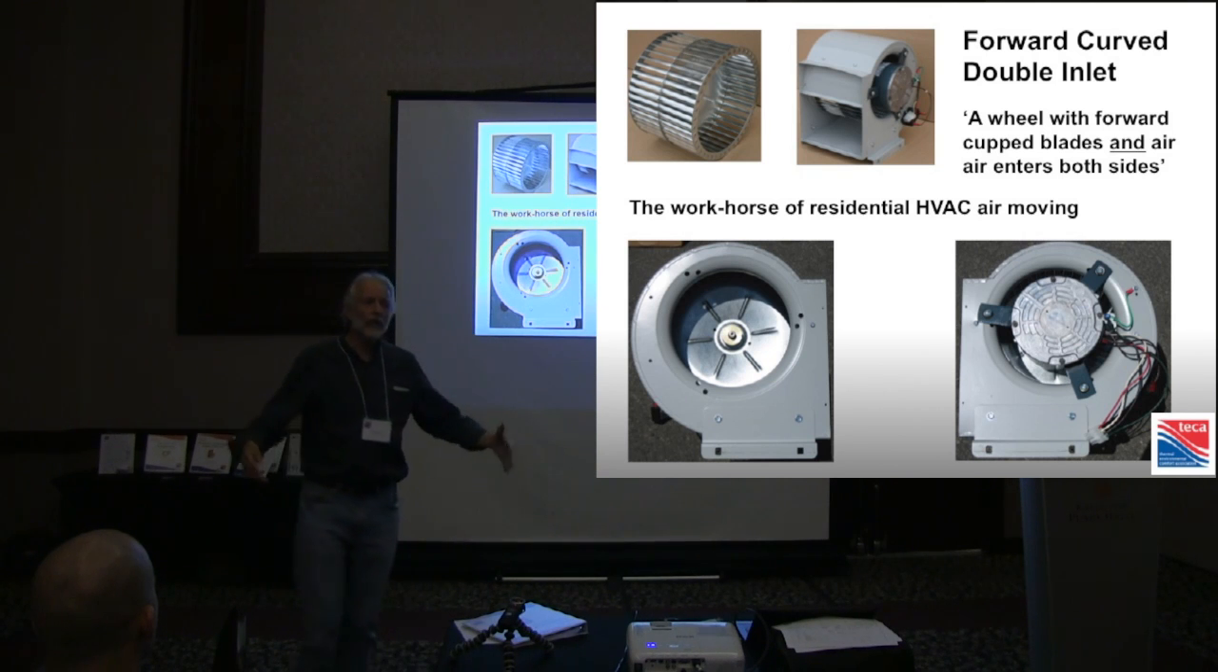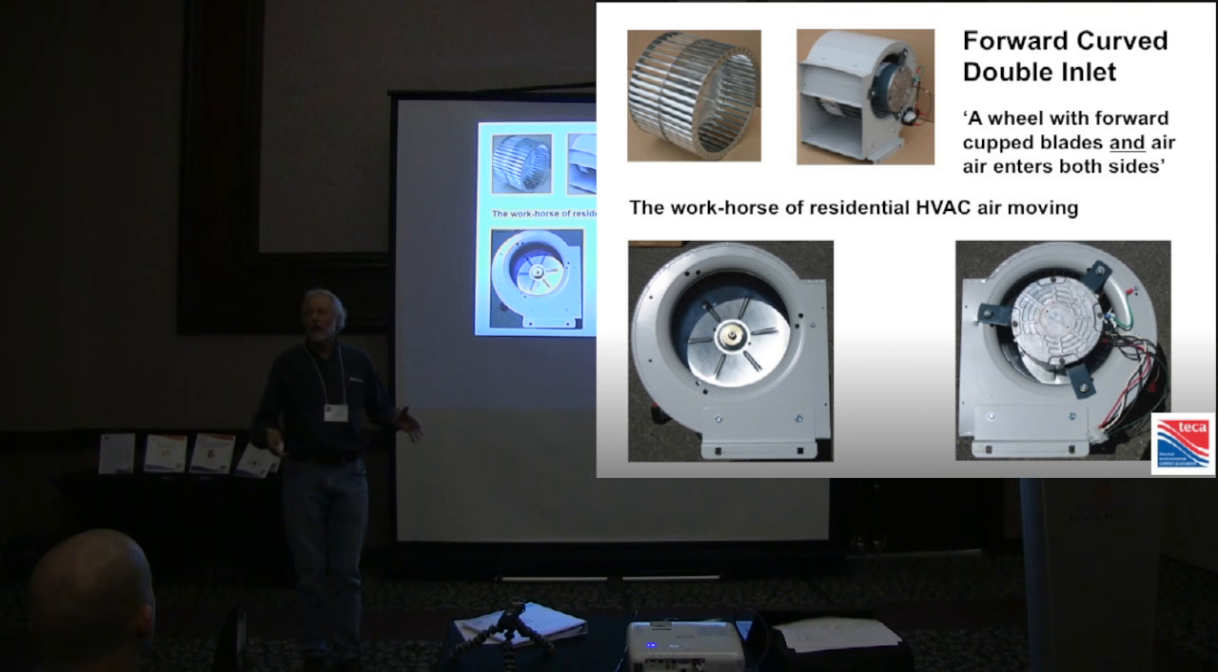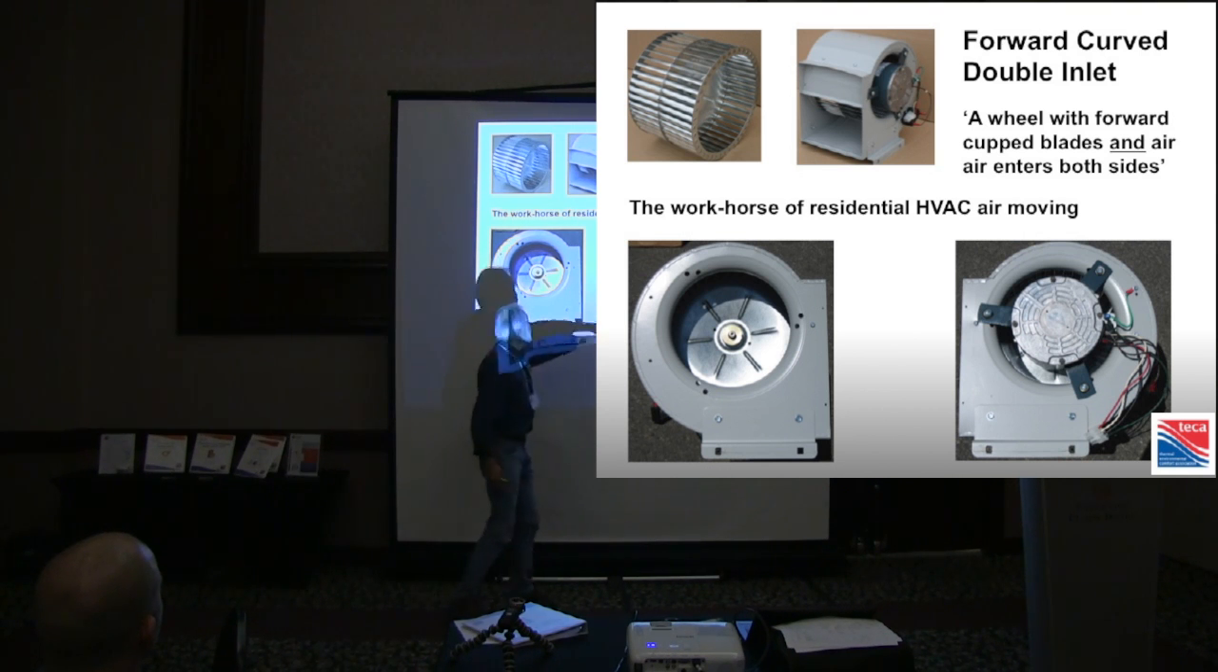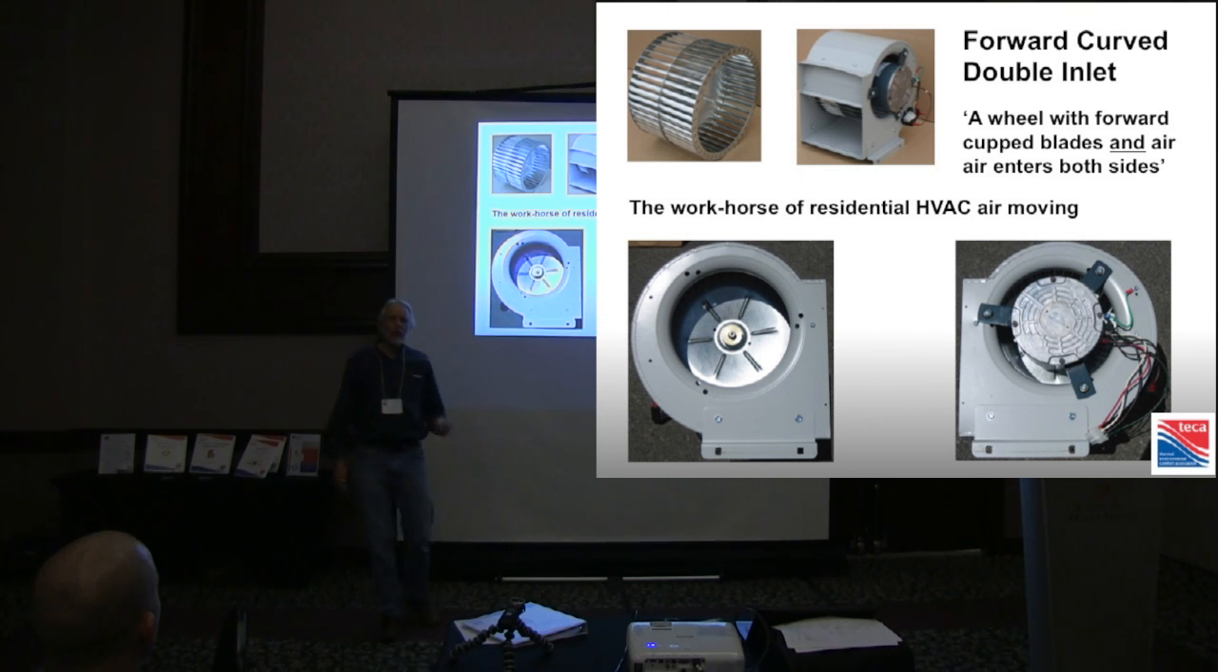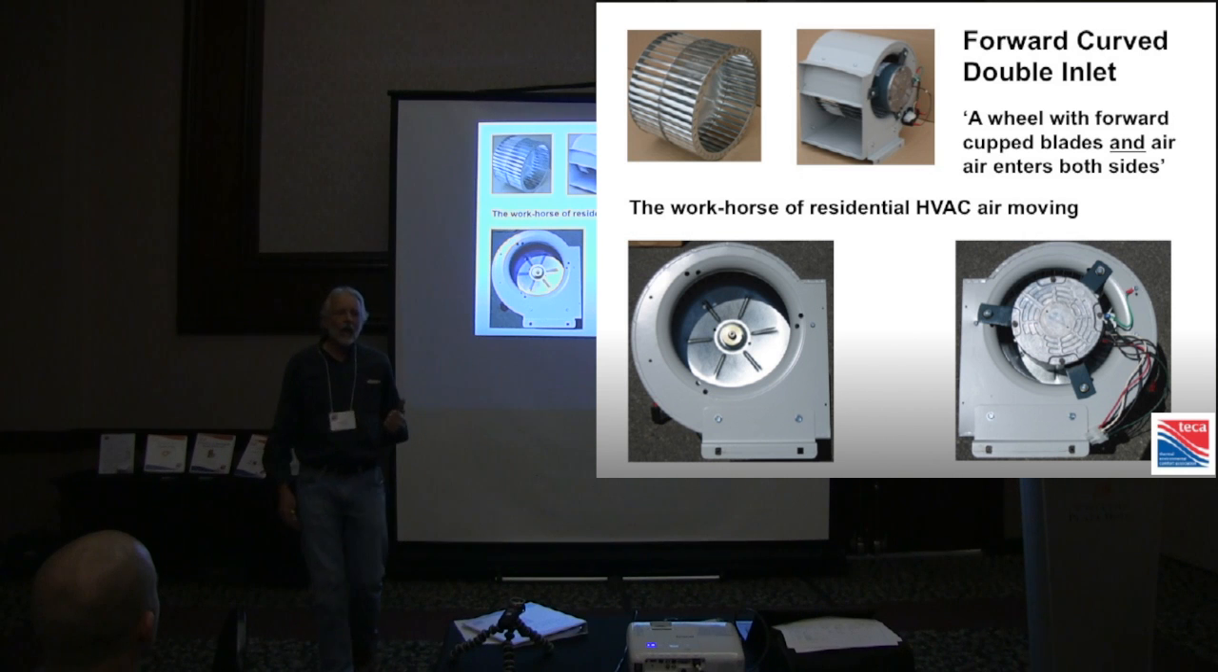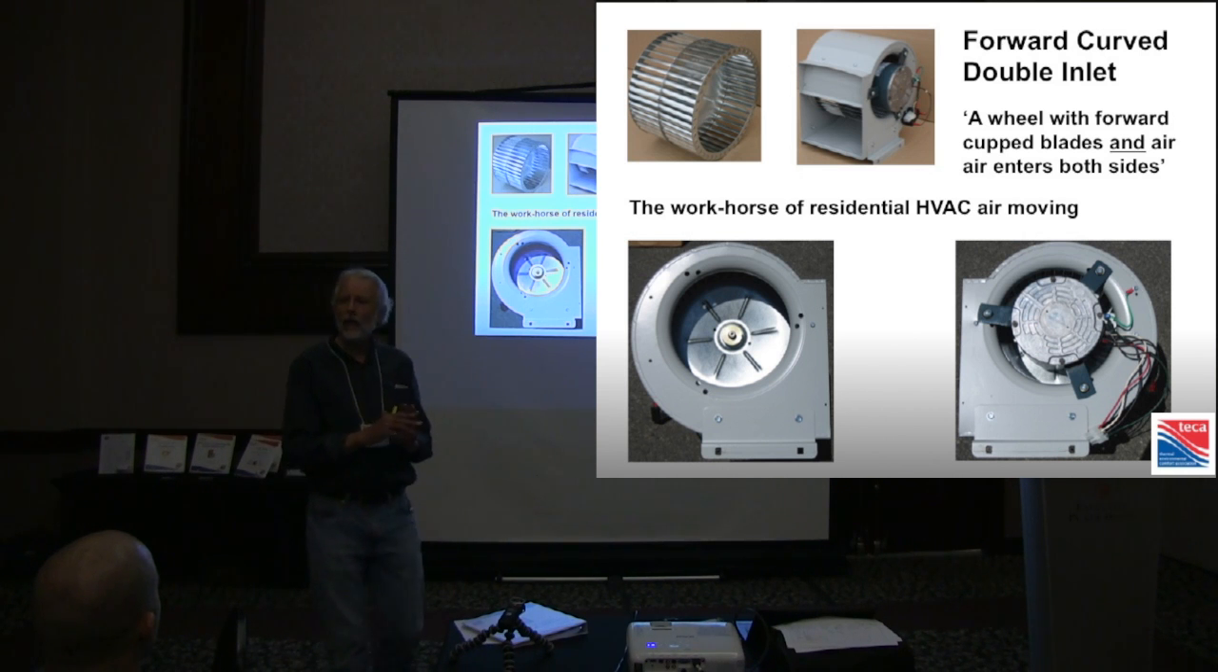The workhorse of this whole industry is what we call a forward curved double inlet blower. And it's a simple device where you put a fan on one side, air goes around it, air goes around the other side, and it moves air because it's inexpensive, it's quiet, and it's very reliable. And quiet trumps an awful lot of stuff in residential heating and cooling.